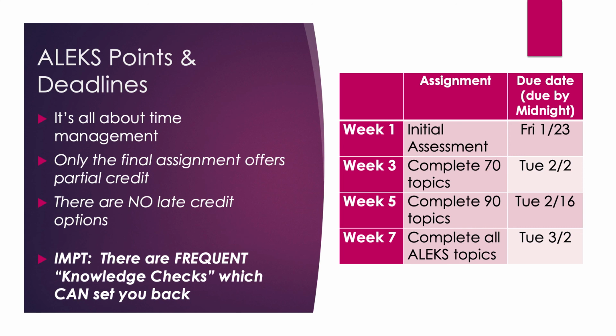Same goes with week 5. You need to be at least at 90 topics at some point, even if you're not presently at 90 topics by week 5. And then on Tuesday, March 2nd, the 7th week of school, all topics need to have been completed.